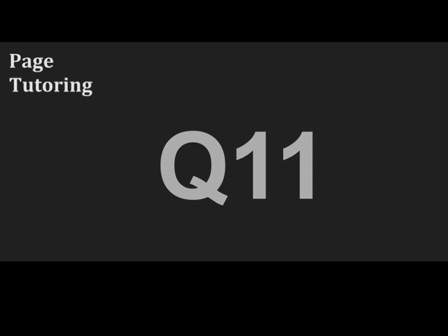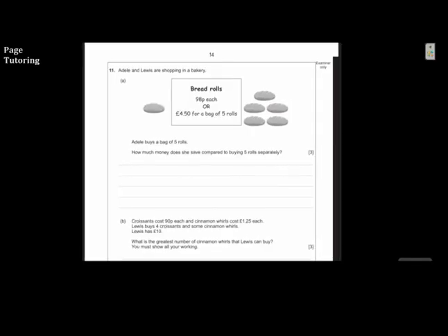Question 11. Adele and Lewis are shopping in a bakery. So you've got some lovely pictures, some bread rolls there. If you're just going to get one bread roll, I'm just going to write the information next to the picture so we remember it's 98p. Or for £4.50, you can get a bag of 5 bread rolls. Adele buys a bag of 5 bread rolls. How much money does she save compared to buying 5 rolls separately?